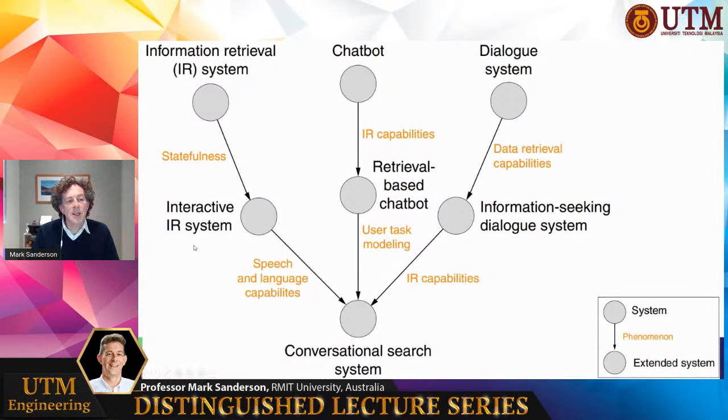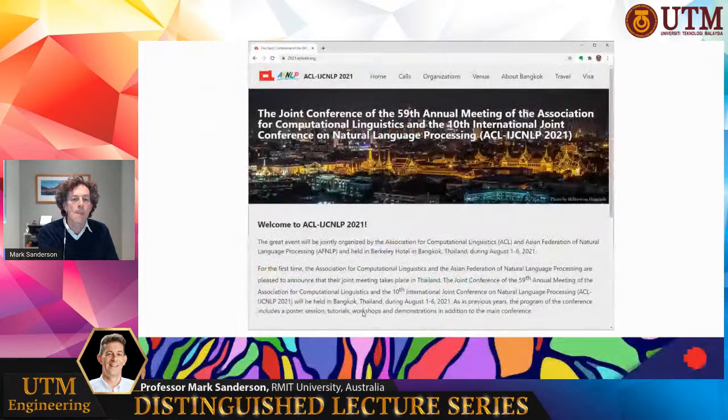Separate to that, we have these interactive IR systems, which are now building speech and language capabilities, which enable them to become these conversational search systems. So it's going to be a coming together of these different approaches that will get us to a conversational search system. Now, one of the key aspects of all of this is using natural language processing technologies, which enable you to take a complex question and match sections of documents that will retrieve passages that will fit what you're searching for.